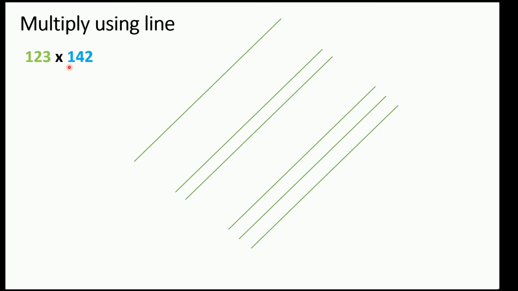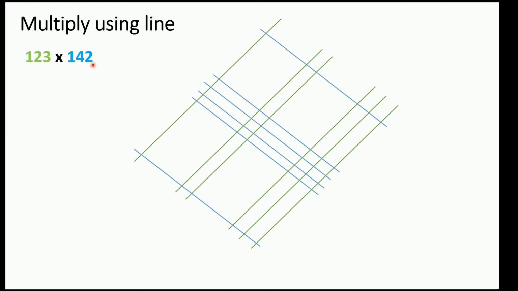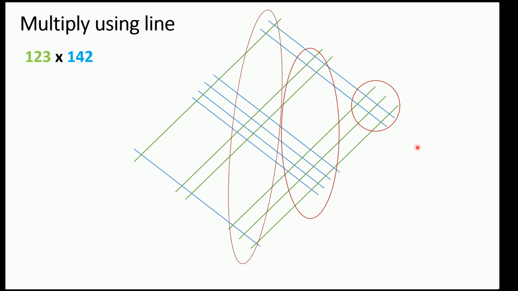142. So for the other number, draw lines in the other direction. Here one line, so one line. Here four, therefore four lines, and here two, therefore two lines. Now again make groups. This is the first group, and this is second, and this is third, fourth and fifth groups. So again count the dots. 1, 2, 3, 4, 5, 6. So here 6 dots. Again count in the second group. How many dots are there?